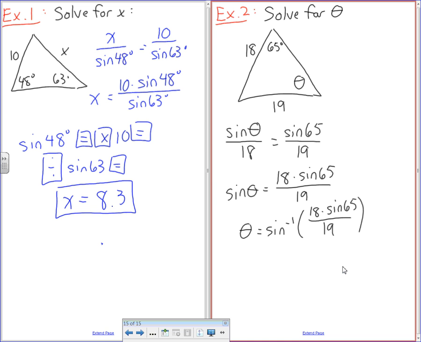Now, if you have an old clunky calculator like mine, what I would do is 18 times sine 65 times 18 divided by 19 equals, and then second sine. If you have a good calculator, like most people in here, you can probably do that all in one step.